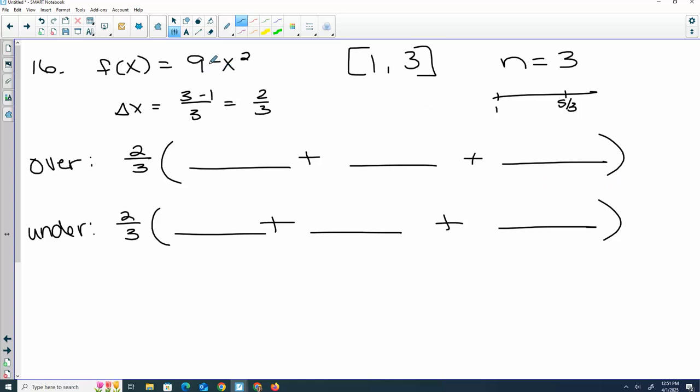Because I am subtracting, my over is going to be the one where I subtract the least, so it's going to be the one where I start with my 1. And then you add your change in x. So 1 plus 2/3 is 5/3. 5/3 plus 2/3 is 7/3. At this point, it is just a matter of plugging it in, which on the test, you won't be able to, so what I'll probably ask you to do is set it up, but not make you evaluate it unless it was just really nice numbers.